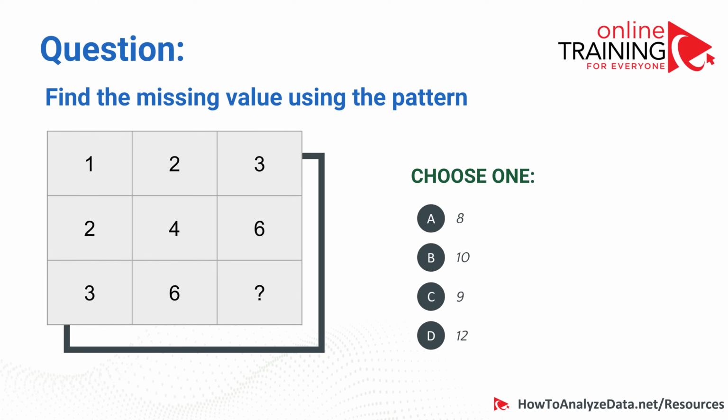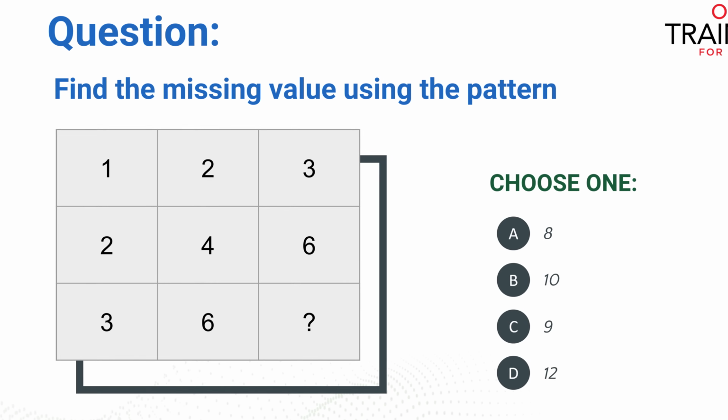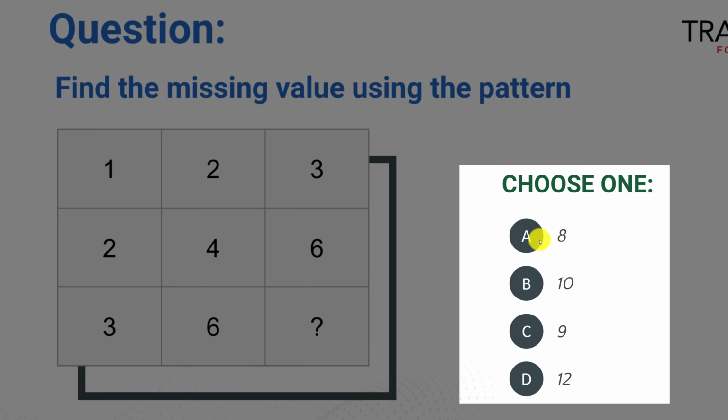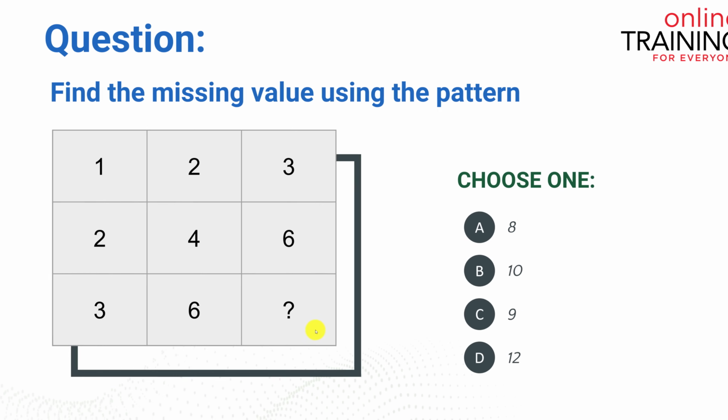Now let's look at the next question. Find the missing value using the pattern. You see the 3x3 box, and one of the values in this box is missing. So what is the pattern? There are 4 choices, A, B, C, and D, right? And obviously you would have to find the pattern and calculate the value. So what do you guys think is the right answer here?